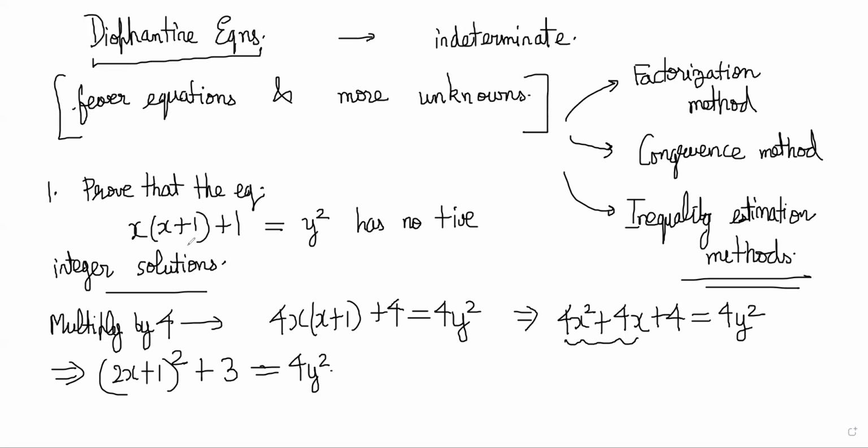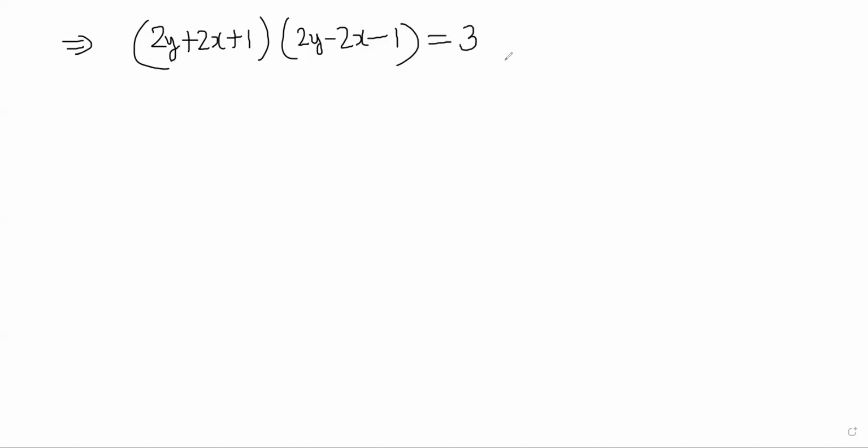Think about it. If you multiply by 4, you have a 4 already. So you have 4x square plus 4x plus 4. I'm using only 1 here, and I'm using a plus 3 like this. So what this does is it helps us set it up like this: 4y square minus 2x plus 1 whole square is equal to 3. And now this can be factorized, and this can be written as 2y plus 2x plus 1 multiplied by 2y minus 2x minus 1 equal to 3. So we have achieved the factorization that we wanted.